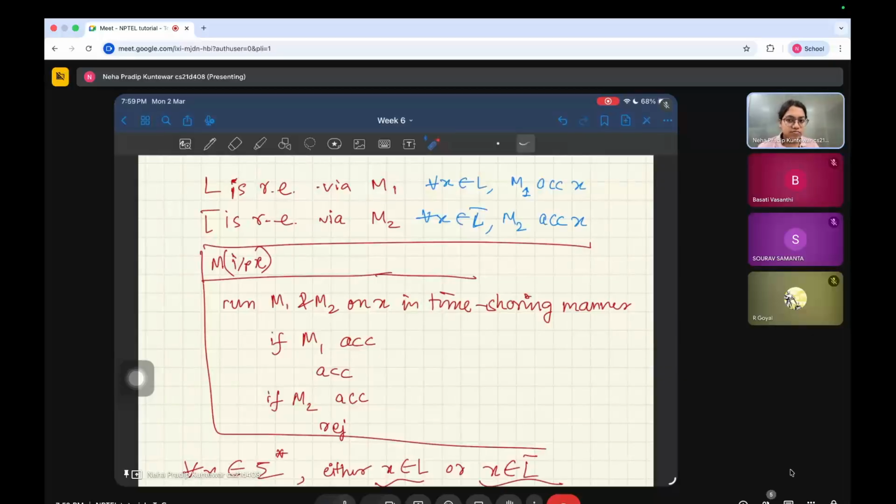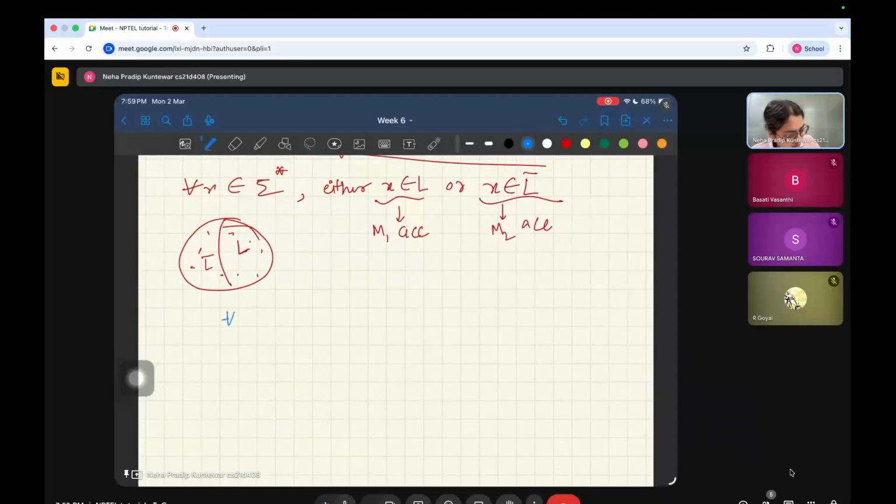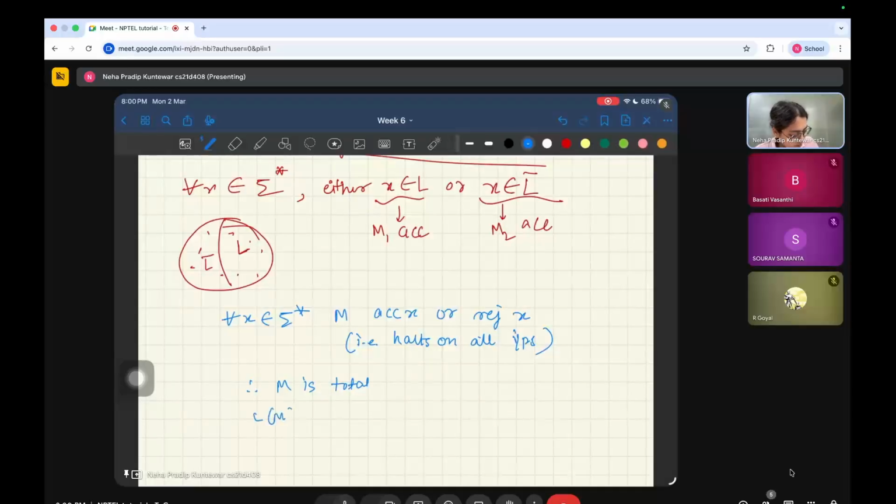Therefore the language of M is recursive. So for all x in sigma star, M accepts x or rejects x. That is, it halts on all inputs. Therefore, M is total, and L of M is decidable, slash recursive.